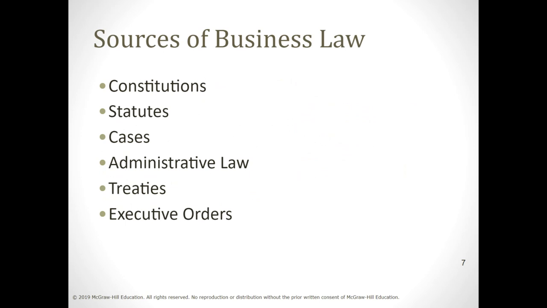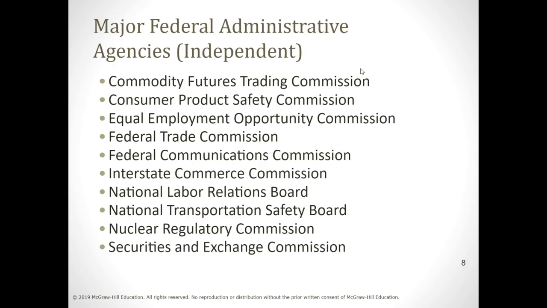Administrative law are rules and decisions made by administrative agencies. Treaties are binding agreements between two states or between international organizations. And the last one are executive orders. So these are issued by presidents or state governors to further administer the rules that they intend.